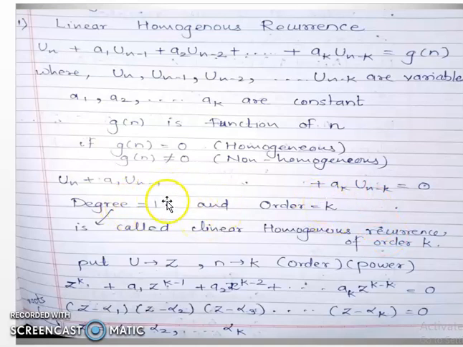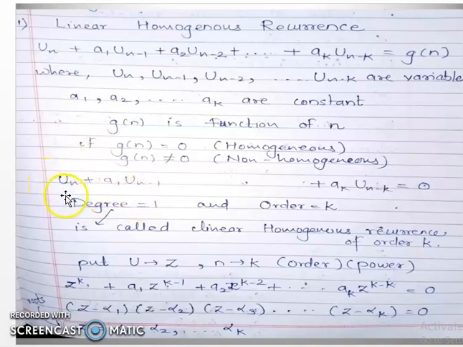To solve the linear homogeneous recurrence relation equation, firstly we put the value of u as z and the value of n as k. Firstly we write n as order, but in the next format we write n as power. For example, un plus a1 un minus 1 plus a2 un minus 2 up to ak un minus k, we can write this equation in the z format, that is, put u equal to z and n equal to k.